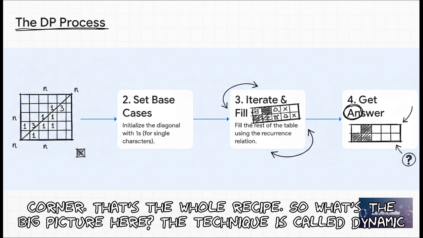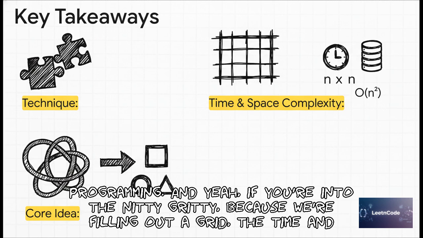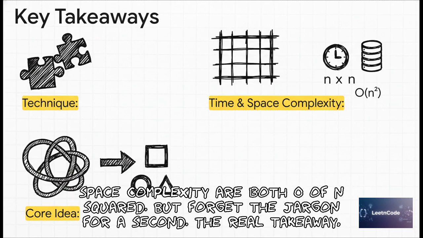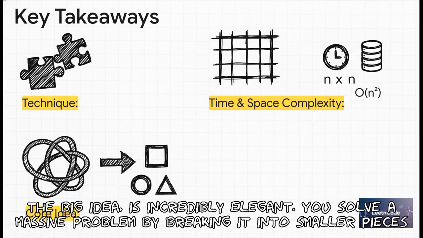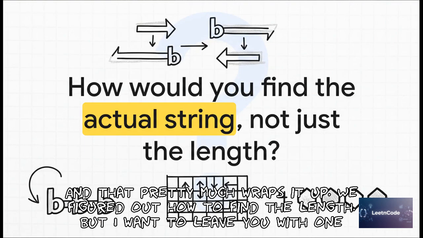That's the whole recipe. So what's the big picture here? The technique is called dynamic programming. And yeah, if you're into the nitty-gritty, because we're filling out a grid, the time and space complexity are both O of n squared. But forget the jargon for a second. The real takeaway, the big idea, is incredibly elegant. You solve a massive problem by breaking it into smaller pieces and then cleverly reusing the answers to those small pieces. Don't solve the same thing twice. That's it. And that pretty much wraps it up.